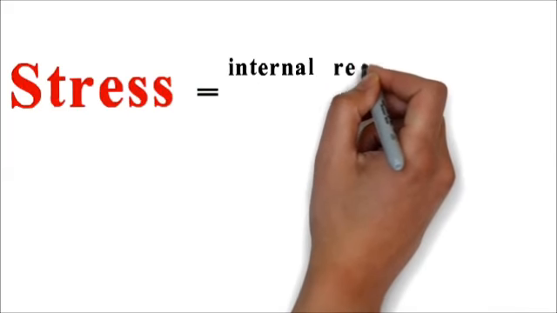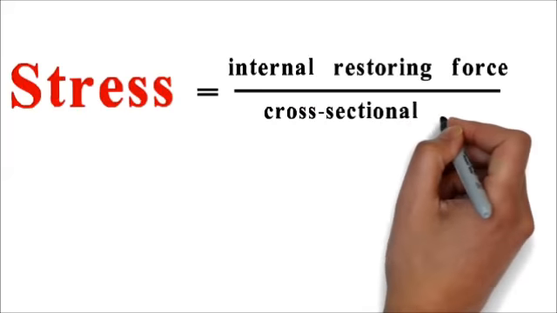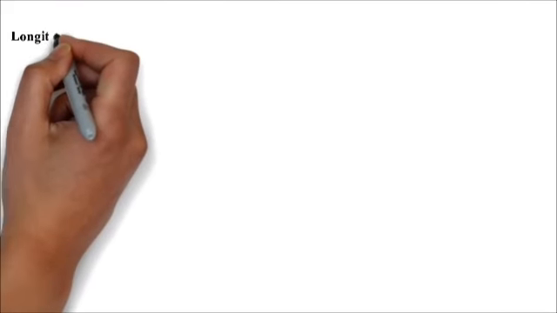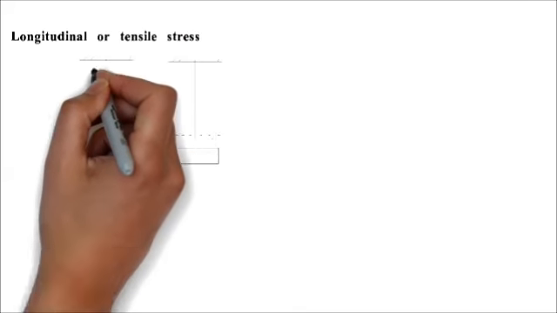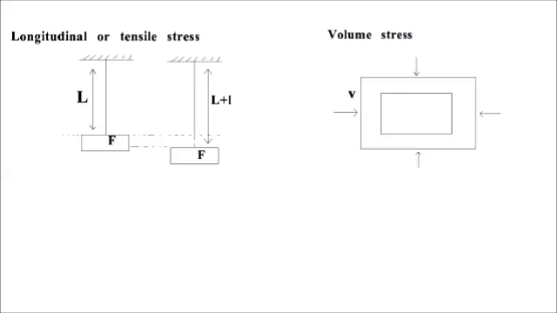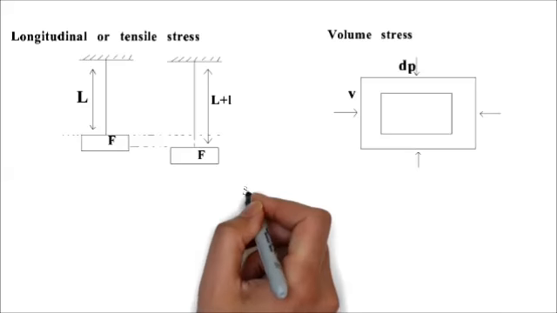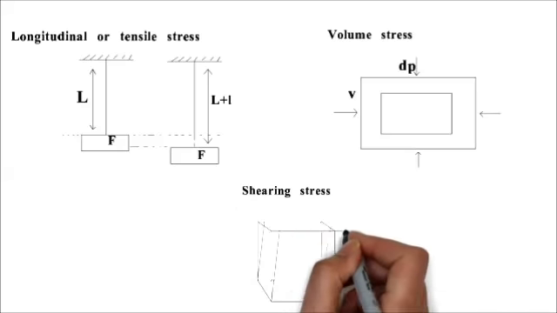Now, stress can be defined as internal elastic restoring force per unit cross-sectional area of object. There are three types of stress: longitudinal or tensile stress, which is associated with the change in length of an object by deforming force; volume stress, which is associated with change in volume of an object by deforming force; and shearing stress, which is associated with change in shape of an object by deforming force.